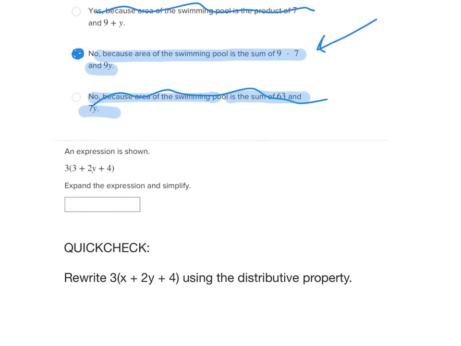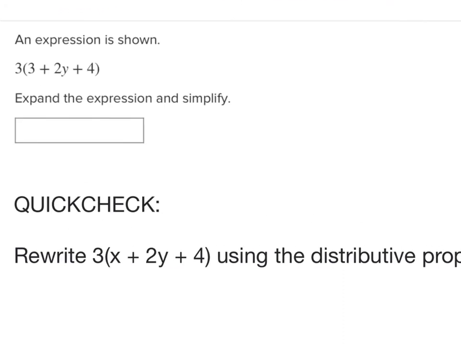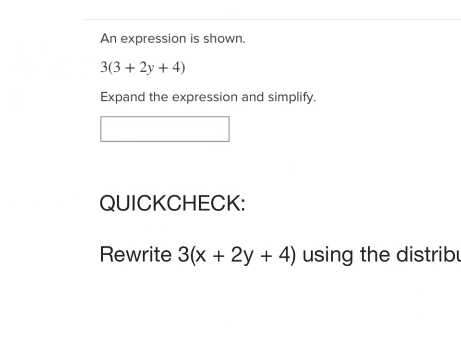Next problem. An expression is shown. Now we're multiplying. Now we have 3 terms inside the parentheses. Check it out. So now we're going to expand the expression and simplify. I should have used expand as a vocabulary word, but expand means multiply by every term inside the parentheses. That's the distributive property. So we're going to go 3 times 3. That's 9.